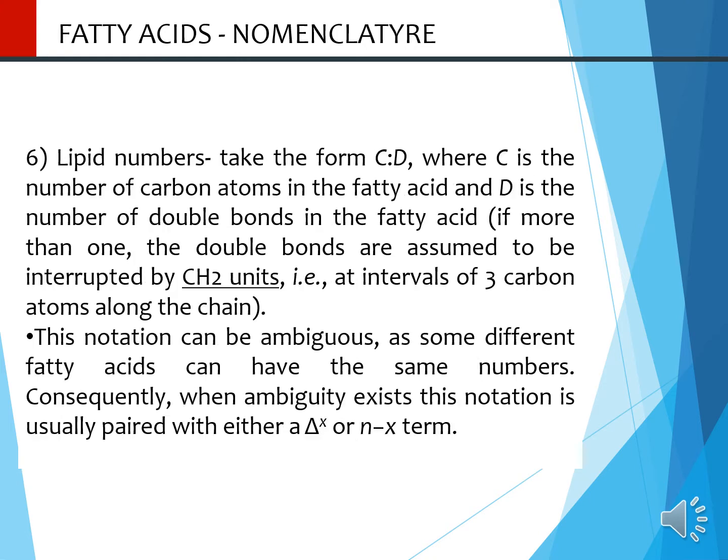or descriptive. Lipid numbers. Lipid numbers take the form of C is to D, where C is the number of carbon atoms in the fatty acid and D is the number of double bonds in the fatty acid. If more than one, the double bonds are assumed to be interrupted by CH2 units, that is, at intervals of 3 carbon atoms along the chain. This notation can be ambiguous as some different fatty acids can have the same numbers. Consequently, when ambiguity exists, this notation is usually paired with either delta X or n-X term.